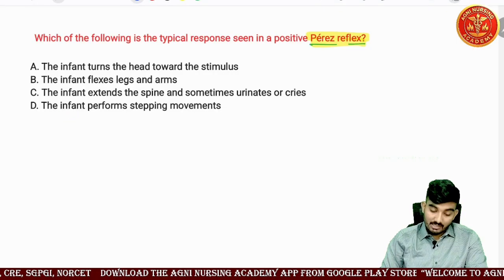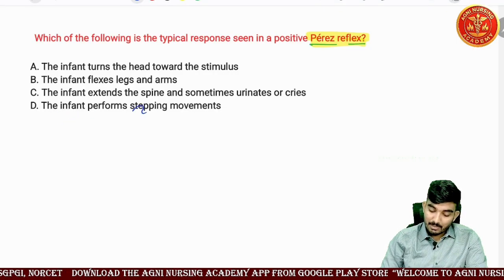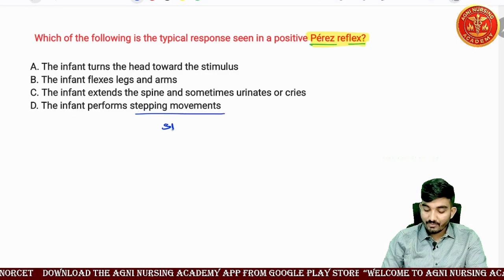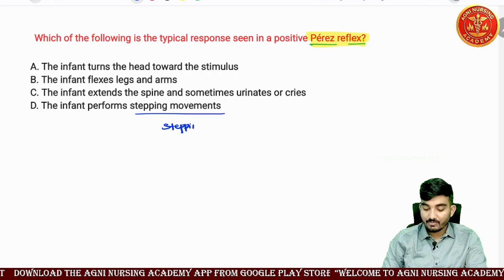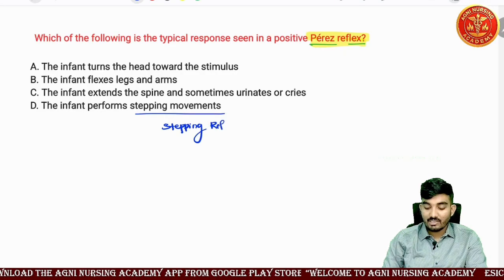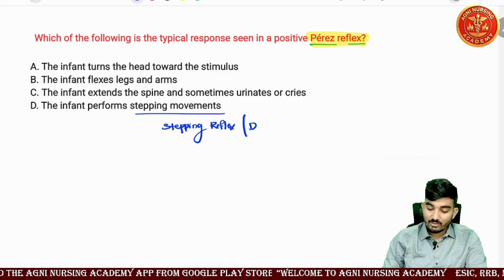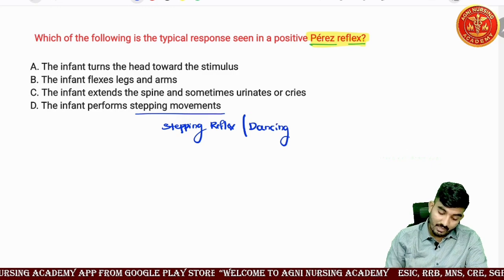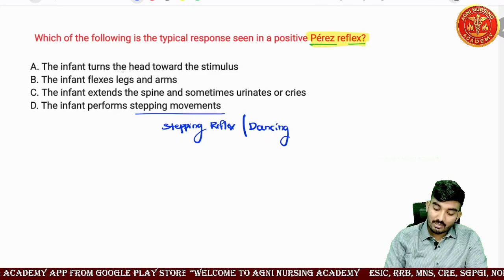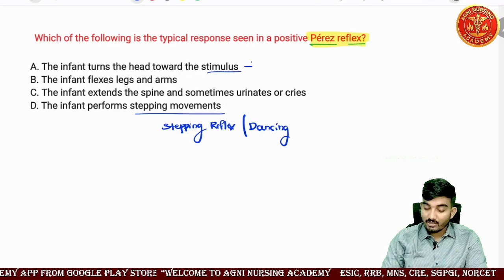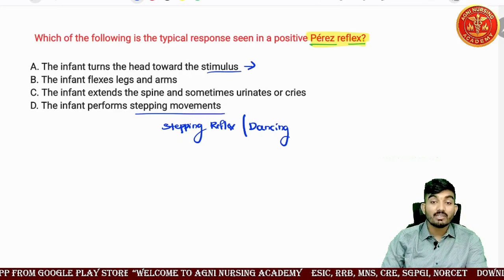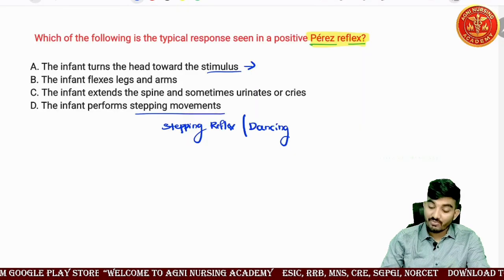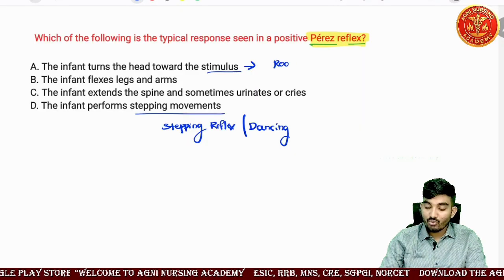The infant is performing tapping movements. That one is called the tapping reflex or dancing reflex. We have already discussed it. See here, the infant turns its head towards the stimuli. The first reflex we discussed is the rooting reflex.